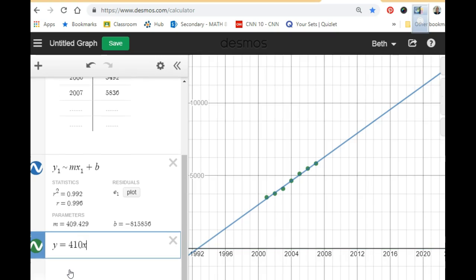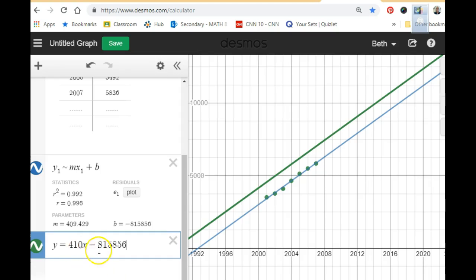X, right? Plus, should we keep the same y-intercept, do you think? So minus 815, right? Whoa. Look how just changing the slope changed my graph quite a bit, right?